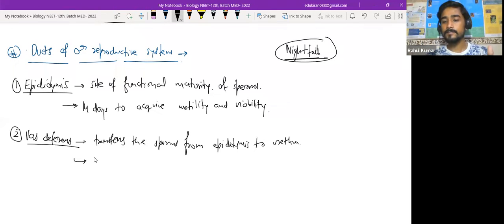Yes. So this is what vas deferens also do. So write down: vas deferens undergo peristaltic contractions.